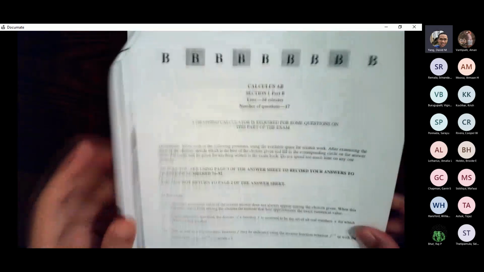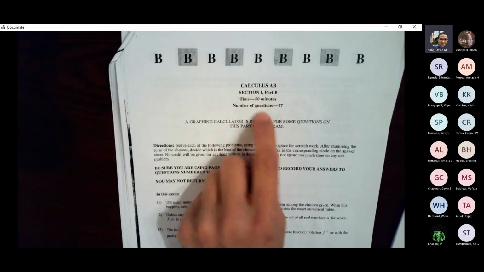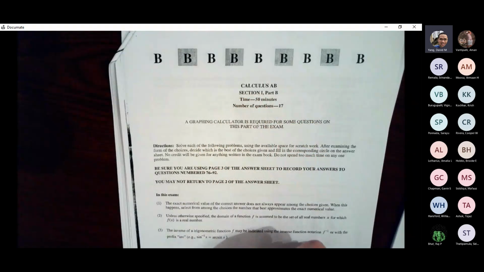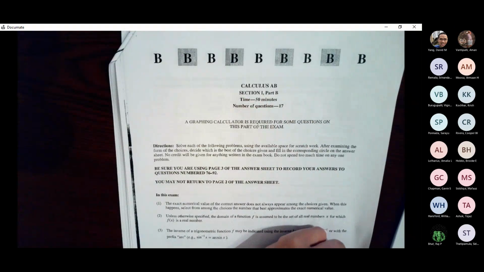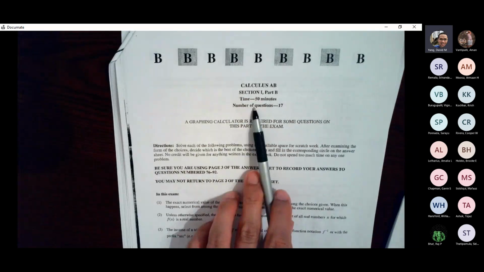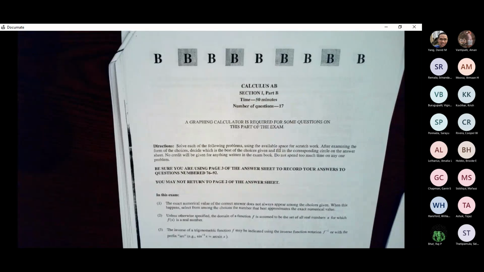Okay, so moving on to the calculator active. Now notice that this is a little older test, so the time and number of questions is a little bit different than what it is now. Now I believe it's going to be 45 minutes and 15 questions. And the first part is going to be 30 questions, 60 minutes.